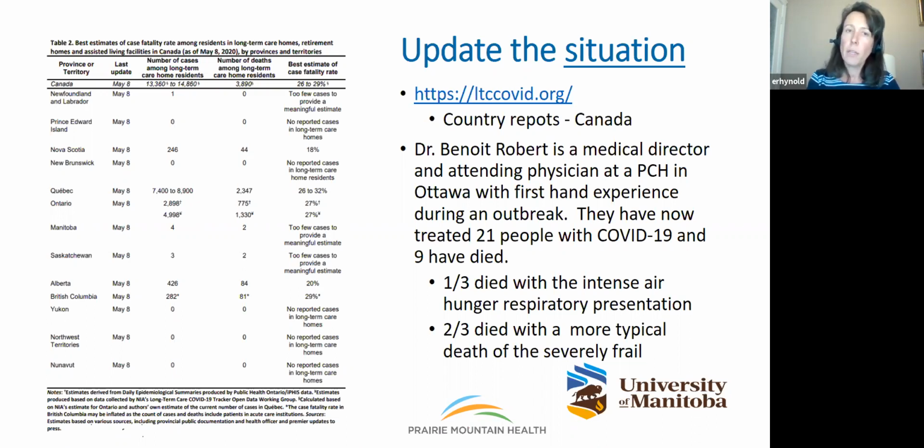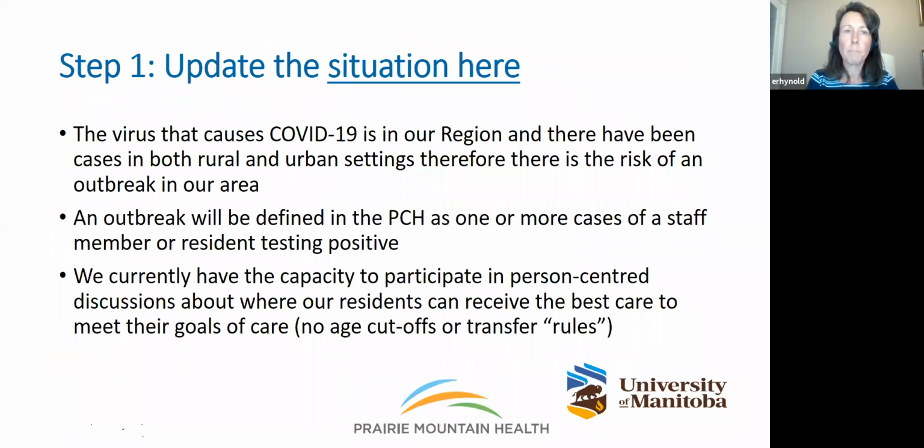The reason I think this information is important is because this is the sort of information we need to know when talking about goals of care, so that we can sensitively describe it to residents and their families when they're asking, well, what happens if I get COVID-19?